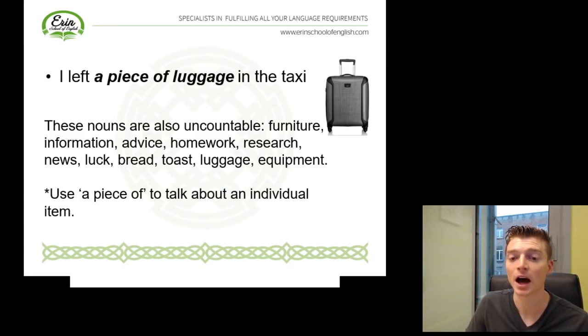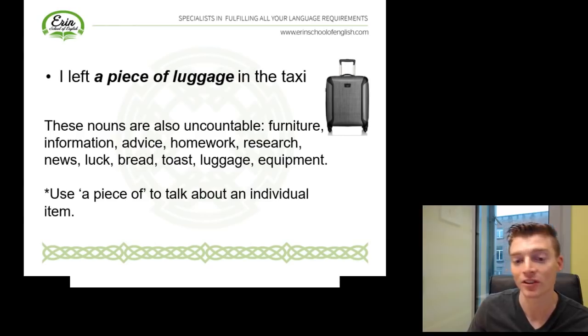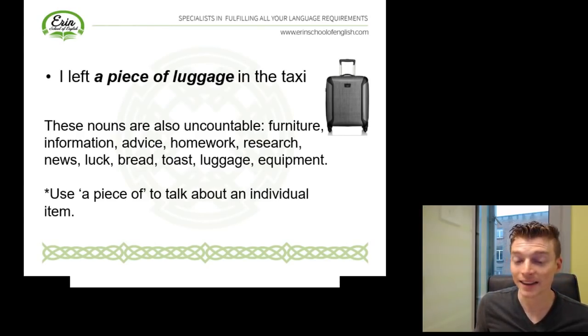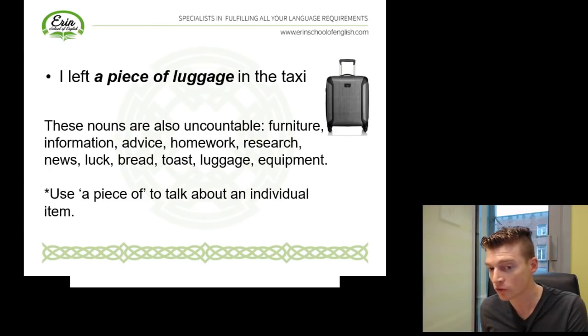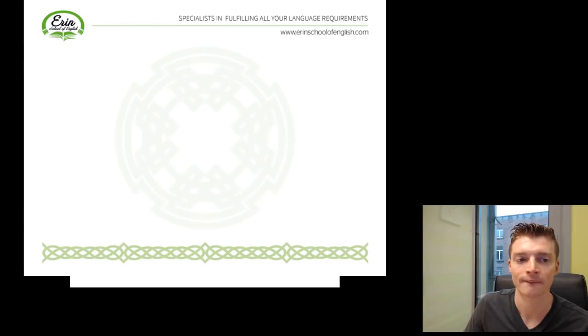Would you like one piece of toast for breakfast or two pieces of toast for breakfast? So here, even though the noun toast is uncountable, I can quantify it using this phrase, a piece of. One piece of toast, two pieces of toast, three pieces, etc. And I can do this with all of these uncountable nouns.